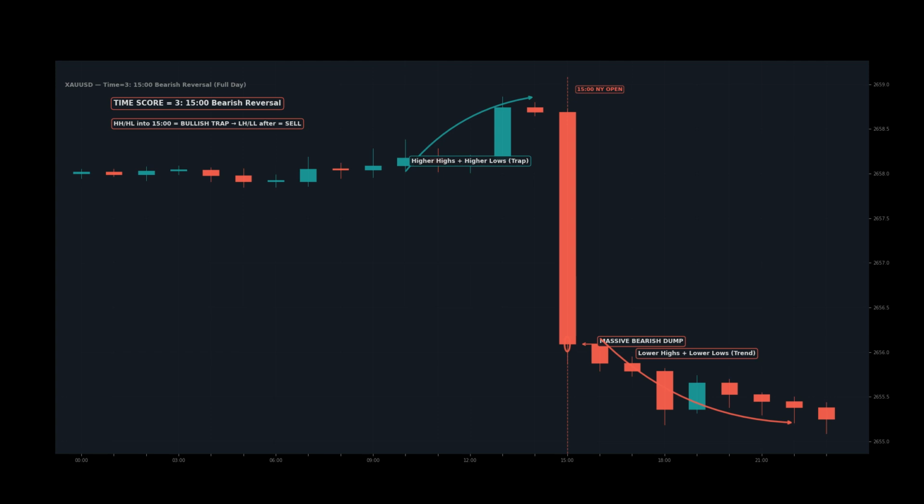It still scores 3 on time because 15 o'clock is the highest probability gate, regardless of direction. The reversal happens in approximately 40% of decisive 15 o'clock sessions. Enter short at the 3:15 pullback. Stop 12 to 15 points behind the 15 o'clock extreme. Target 50 to 70% retracement of the London move.